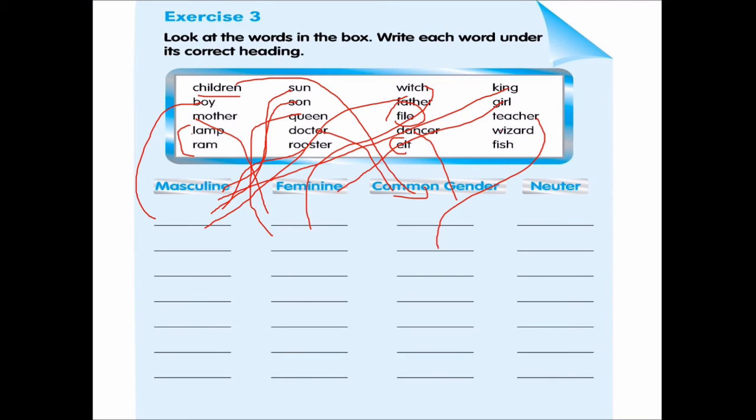Wizard is masculine. Fish, now, fish is common gender. Any fish can be considered common gender. And lamp, ram, and file, keep them in the neuter. Because lamp, ram, we don't know what ram is. If it is random access memory, it will come to neuter. So, these three will be neuter.